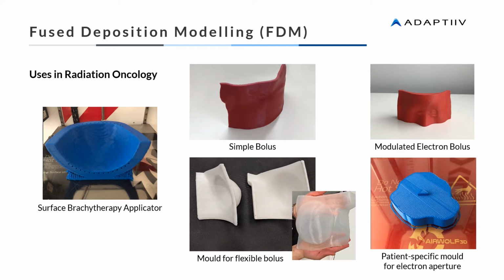3D printing patient-specific bolus on FDM printers allows users to produce these accessories in-house at low cost and relatively quickly, typically under a day, using various rigid and semi-flexible materials. In addition, FDM printers offer relatively large build volumes, which allows users to print large bolus in one piece, such as a chest wall.